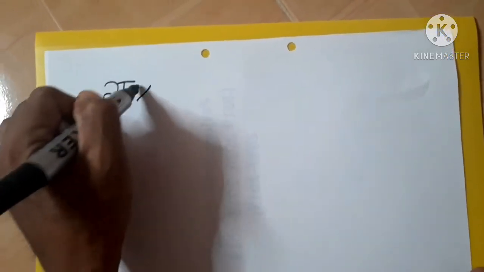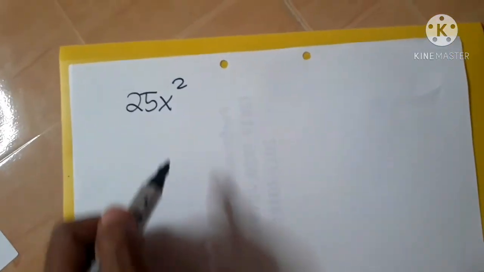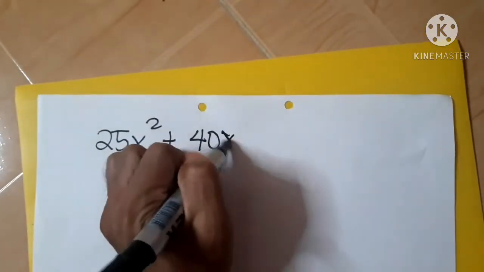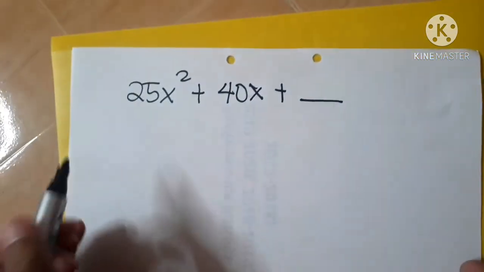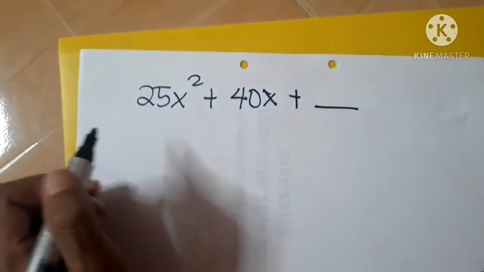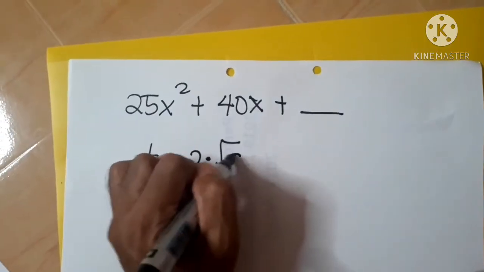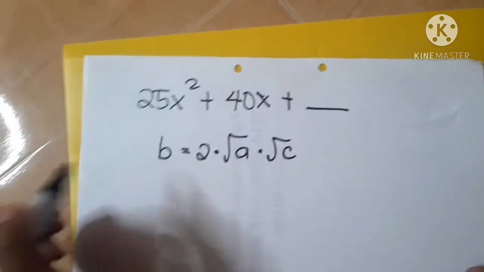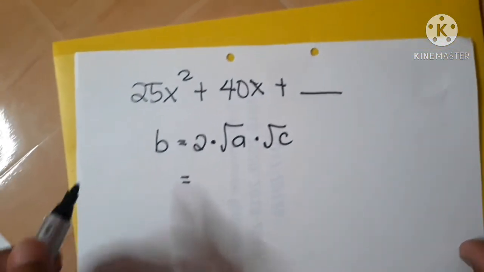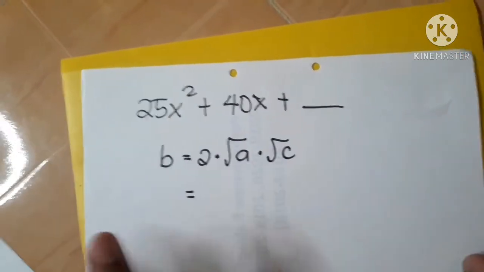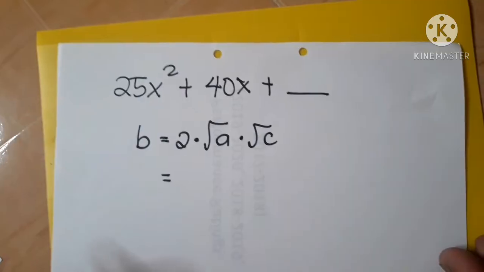Second, there are examples where we are going to find the last term. Let's say we have 25x squared plus 40x. Then we are going to look for the last term. So, the same pattern or relationship: B is equal to twice the square root of A times the square root of C, wherein we are going to substitute here. When we say A, B, C here, these are the terms. These are not the numerical coefficients.